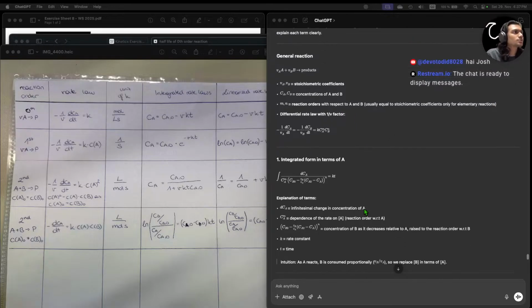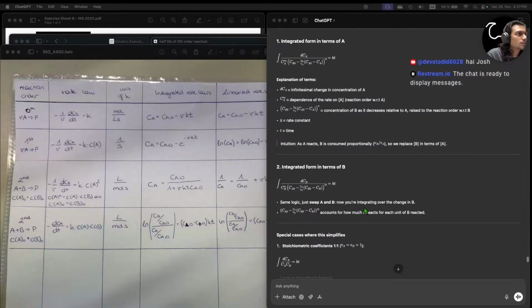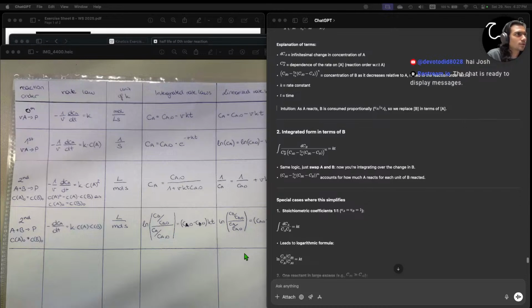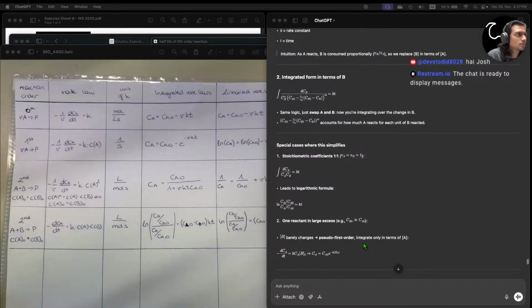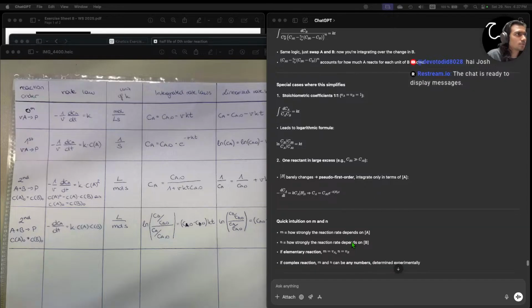Integrated form in terms of A, integrated form in terms of B. Special cases when this simplifies. Yeah, that's the normal one, right? That leads to the logarithmic formula. When one reactant is in excess, it changes to a pseudo first order reaction, integrate only in terms of A. Quick intuition on M and N: how strongly the reaction rate depends on A.